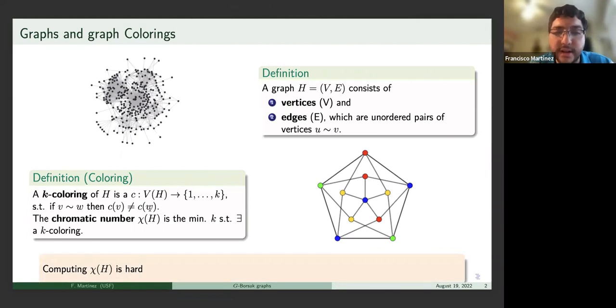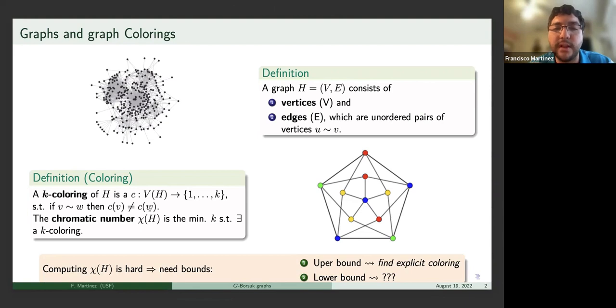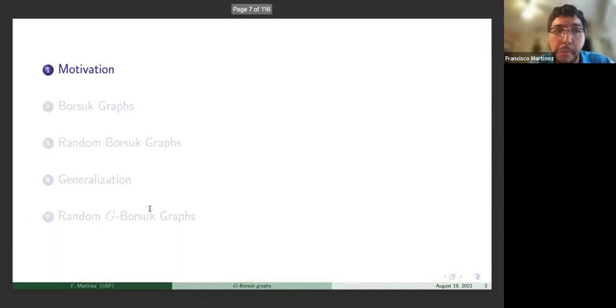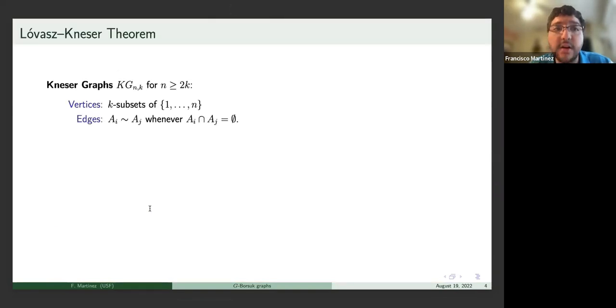In general, computing the chromatic number of a graph is hard. It's actually an NP-complete problem. So we like to have bounds for them, and finding an upper bound basically means finding an explicit coloring. But finding lower bounds, well, you have to prove that you cannot use fewer colors than whatever number the chromatic number is. So it's harder. The motivation for our study comes from this problem, the Kneser graphs.